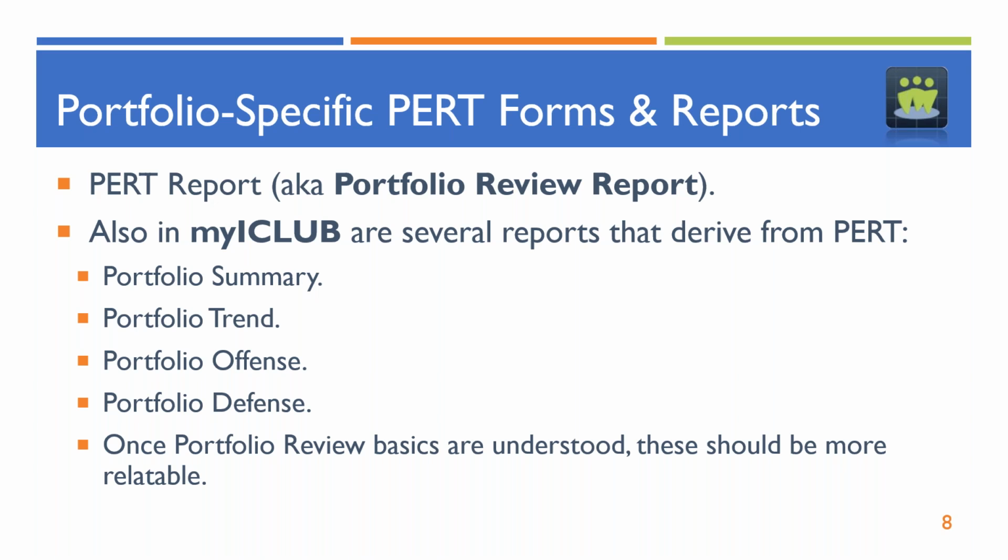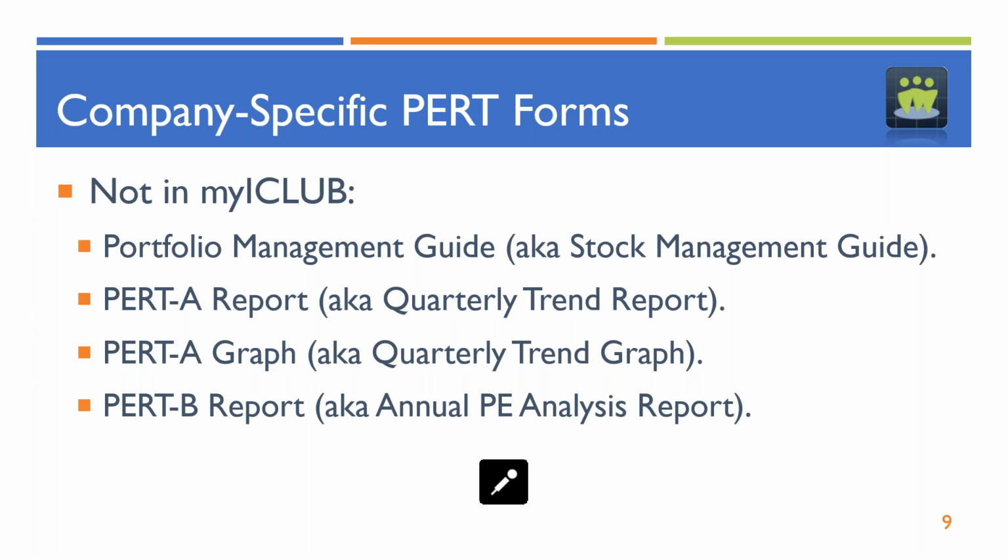The portfolio summary, the trend, the offense, and the defense. These are all derivative of the portfolio review report, like the Portfolio Management Guide, also known as the Stock Management Guide, the PERT A report, which is also known as the Quarterly Trend Report, the PERT A graph, which is the Quarterly Trend Graph, and the PERT B report, which is the Annual PE Analysis Report.